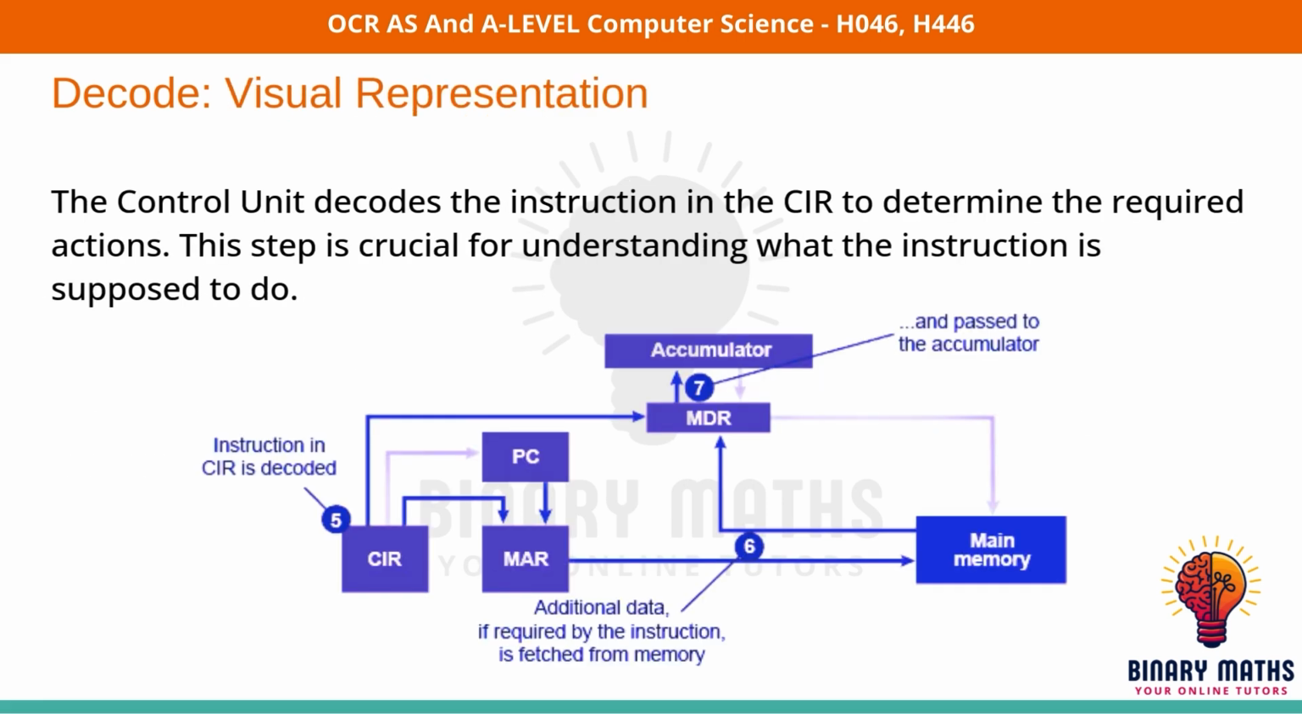In this stage, the control unit decodes the instruction in the CIR to determine the required actions. The visual representation helps to see how the control unit interprets the instruction and prepares for execution. It shows the steps involved in decoding the instruction. This includes interpreting the opcode to determine the operation to be performed, fetching any additional data needed, and preparing the data for execution.